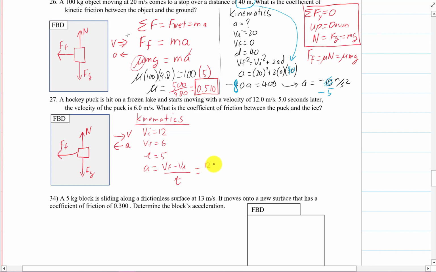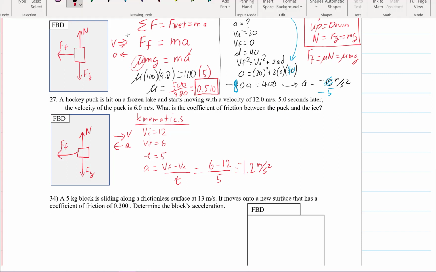So that's going to be 12 minus 6. Oh, 6 minus 12, all over a time of 5. So the acceleration here is going to equal 6 over 5, or about 1.2 meters per second squared, and it's negative. It's obviously negative. It's in the opposite direction of motion. It's slowing it down. Newton's second law now.